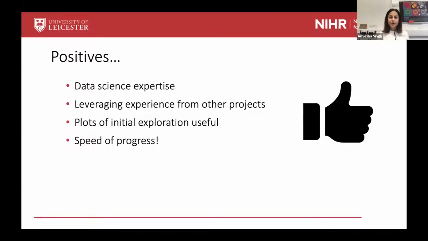I've also found the plots of the initial exploration that I get sent as PDFs quite useful, because it helps me further define questions and an analysis plan. And of course, the most important advantage of this whole process has been the speed. I'm sure anybody involved in research will know that's the biggest limiting factor in getting data and getting results. The speed of the grant itself, but also the speed at which the analysis is taking place, has really been excellent. And I can't wait to share some results with you soon.